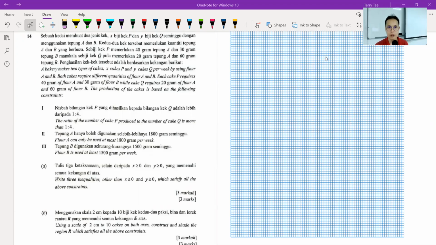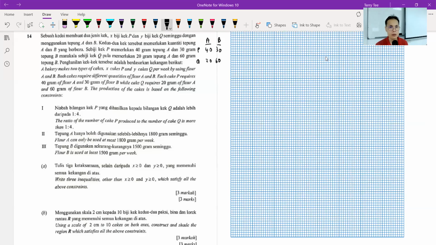You have cake P and Q. It needs flour A and flour B. They say each cake of P requires 40 grams of flour A and 30 grams of flour B, while cake Q requires 20 grams of flour A and 60 grams of flour B. So the first thing is we need to write 3 inequalities. They say the production of the cakes is based on the following constraints. The first one is the ratio of the number of cake P produced to the number of cake Q is more than 1:4.